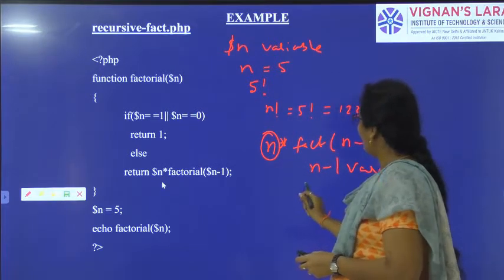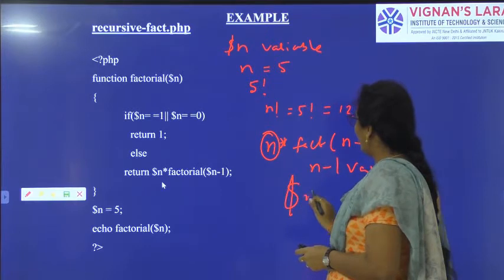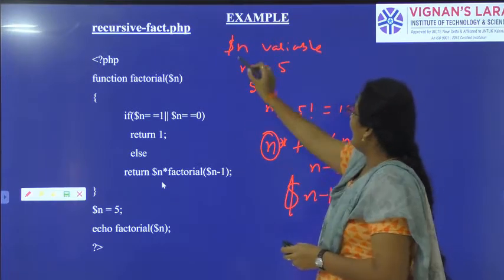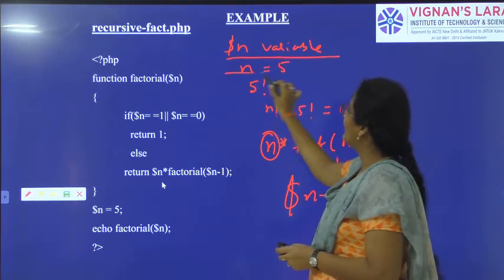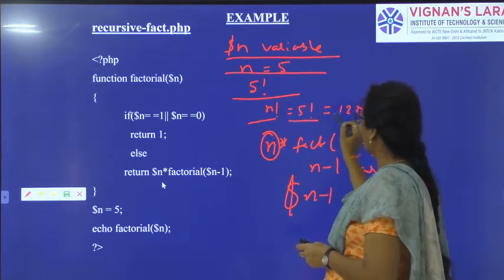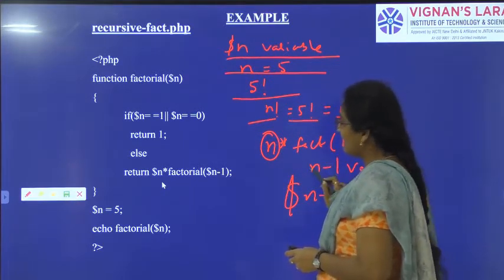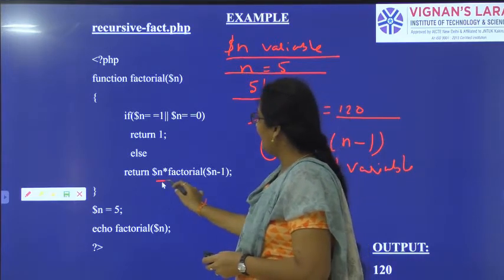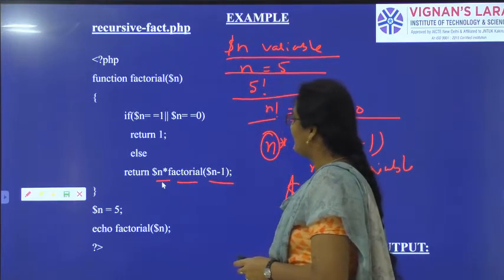So if n is a variable, n minus 1 also will be a variable, so n minus 1 we should write as $n minus 1. So n is the variable, the value of n is 5, we have to find 5 factorial. So n factorial, 5 factorial, equals 120. What is the formula we have? n into factorial of n minus 1 is the formula.